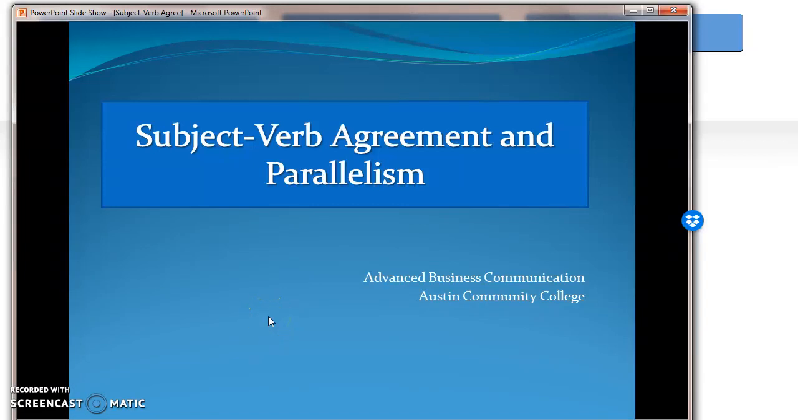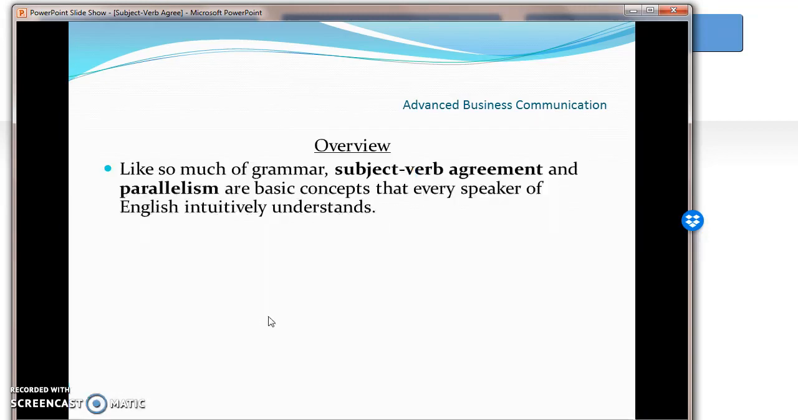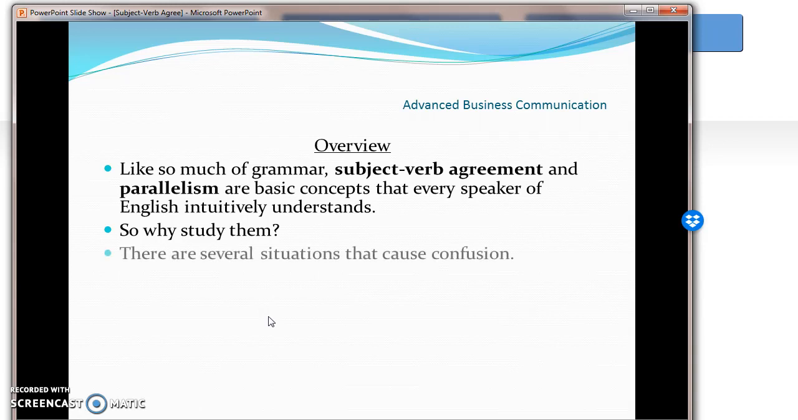Okay, we are here today talking about subject-verb agreement and parallelism. Let's think about this. We talked about this before in these grammar and punctuation reviews. Subject-verb agreement is one of these concepts that everybody who speaks English intuitively understands. So why study it?